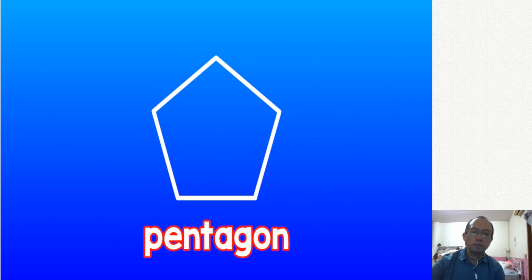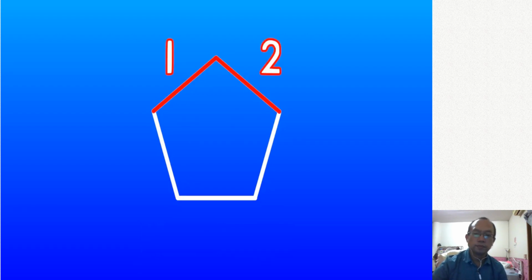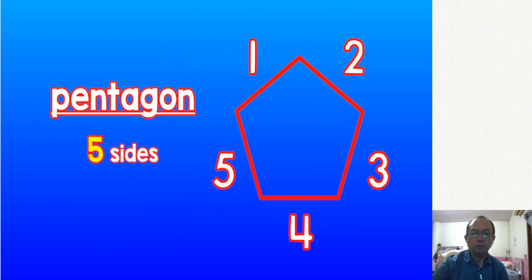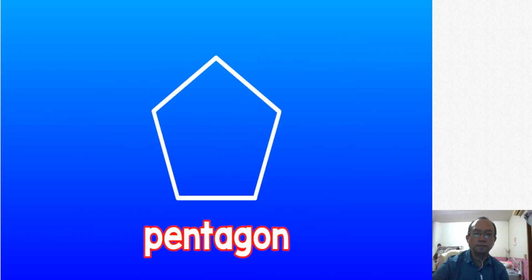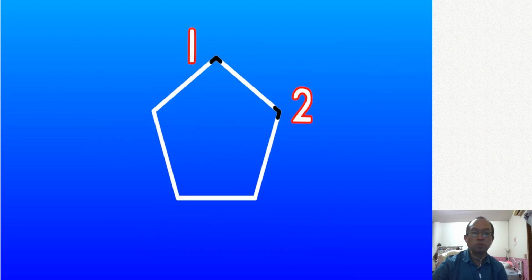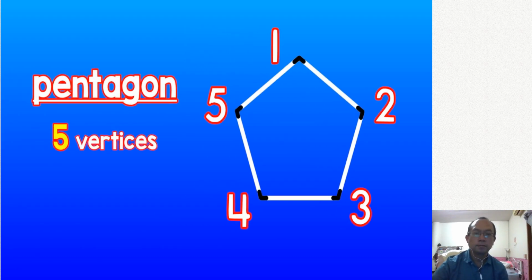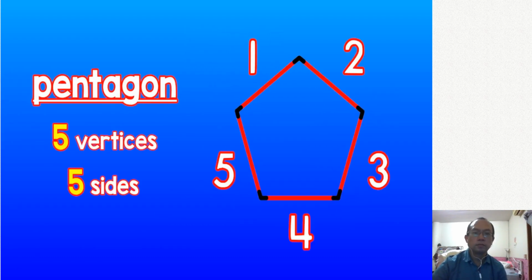This is a pentagon. Let's move and count the sides of a pentagon. 1, 2, 3, 4, 5. A pentagon has 5 sides. Let's move and count the vertices of a pentagon. 1, 2, 3, 4, 5. A pentagon has 5 vertices and 5 sides.